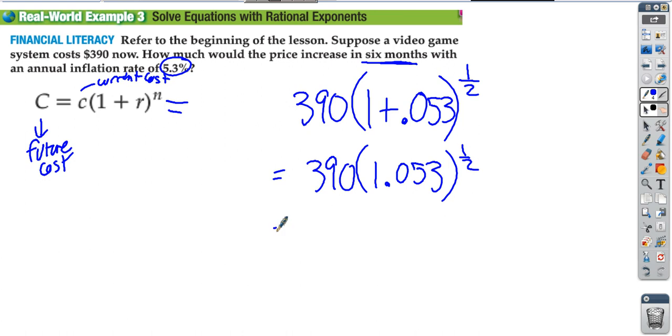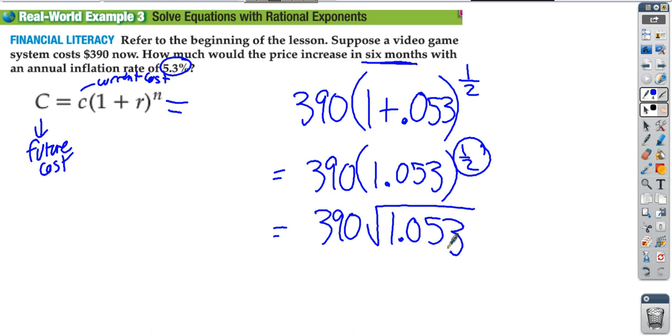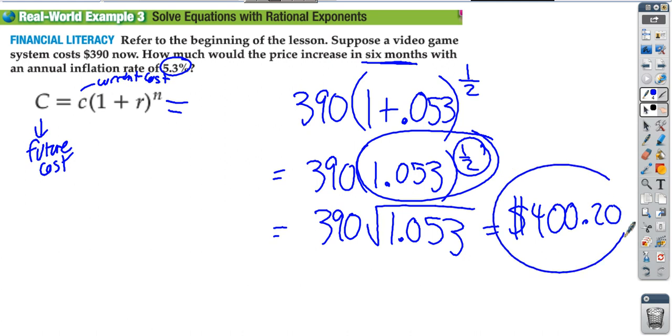And how would you put that in the calculator? Well, you could raise it to the 1/2 power, but remember, raising to the 1/2 is like taking the square root. Okay, and we want to follow the order of operations here. We first have to do the exponent, and then multiply by 390. Just to save some time, we'll plug that into a calculator. So you have 390 times the square root of 1.053. That turns out to be $400.20. So at a 5.3% inflation rate, that $390 game will cost that much money in another 6 months.